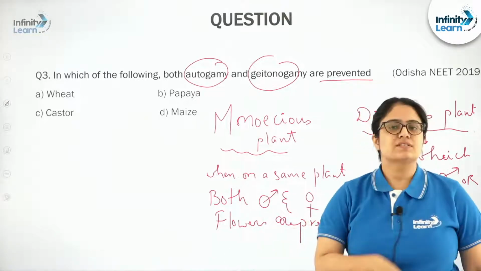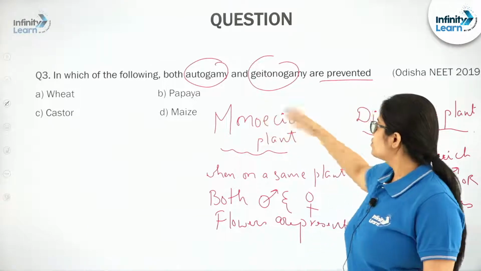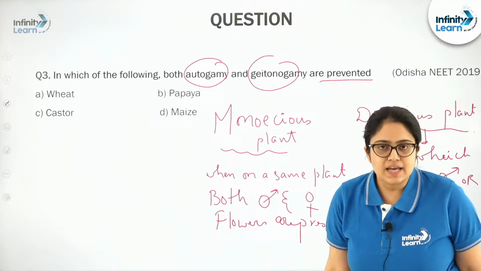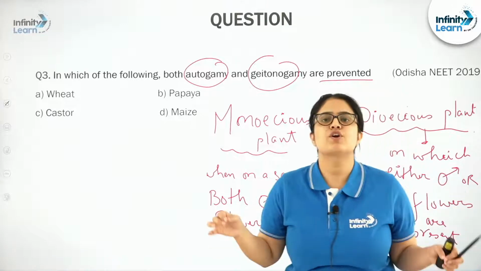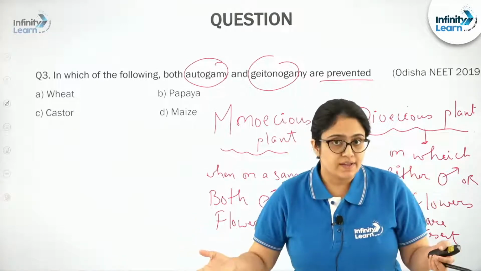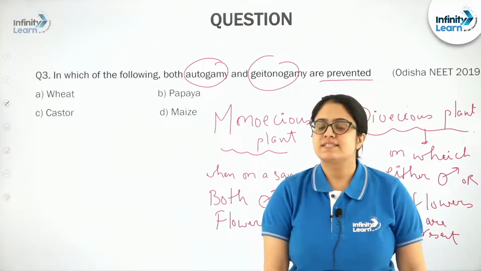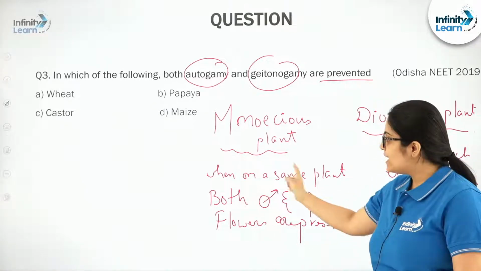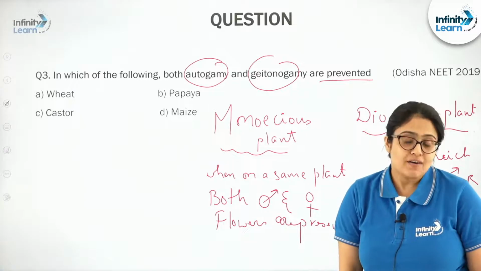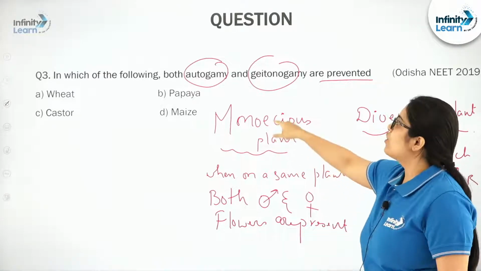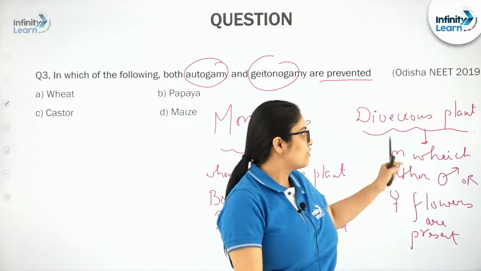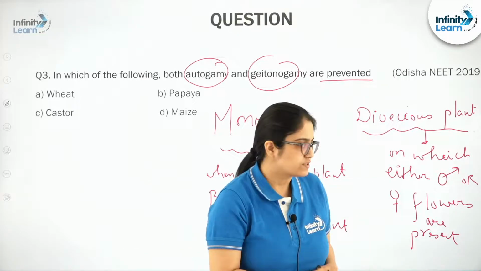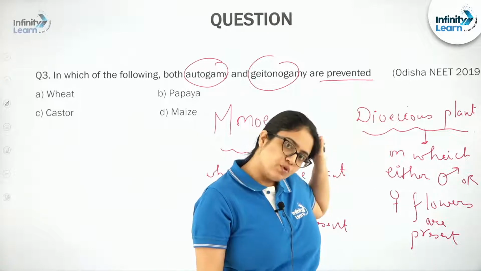Since neither possesses bisexual flowers, it is okay. Monoecious and dioecious both can prevent autogamy, but when it comes to geitonogamy, what is geitonogamy? Geitonogamy means transfer of pollen grains from one flower to another, but both flowers should be present on the same plant, and this can easily take place in a monoecious plant because both male and female flowers are present on the same plant. Hence, geitonogamy cannot be prevented in monoecious, but can always be prevented in dioecious plants. Please remember this very important fact, students: autogamy and geitonogamy both can be prevented in dioecious.